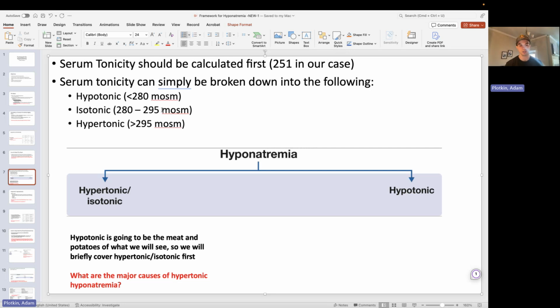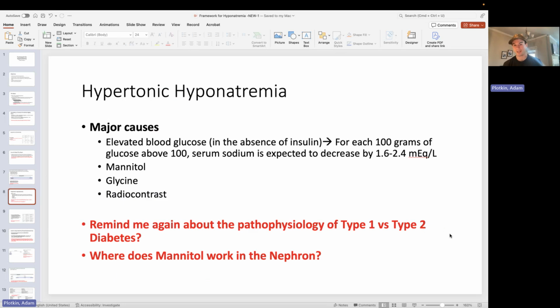So when I have a patient who has hypertonic hyponatremia, so again, a serum osmolality or a serum tonicity greater than 295, what are the major causes of hypertonic hyponatremia? The big one you're really going to want to know is elevated blood glucose. That would be glucose in the absence of insulin, because remember, insulin makes glucose move across the membrane and into cells. So there is a formula. For each 100 grams of glucose above 100, the serum sodium is expected to decrease by 1.6 to 2.4.